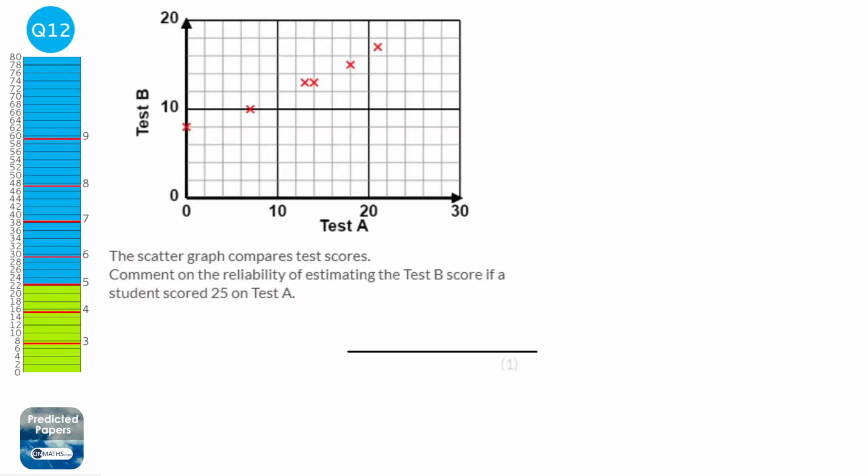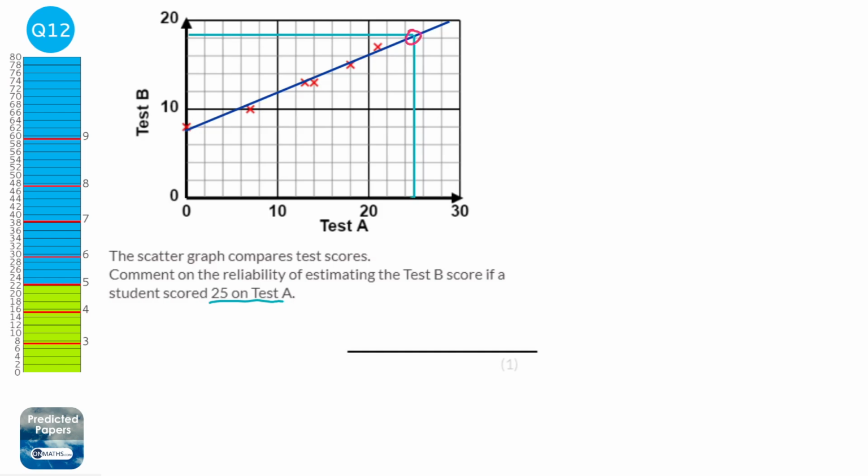So to make estimates from a scatter graph, we've got to first of all draw a line of best fit, which would be something like this. And what we'll do to find an estimate of test score B, given the fact they got 25 on test A, is draw a line up from test A at 25, which should be here, and then across, and that's how we'd make the estimate. But look at where that is hitting our line of best fit.